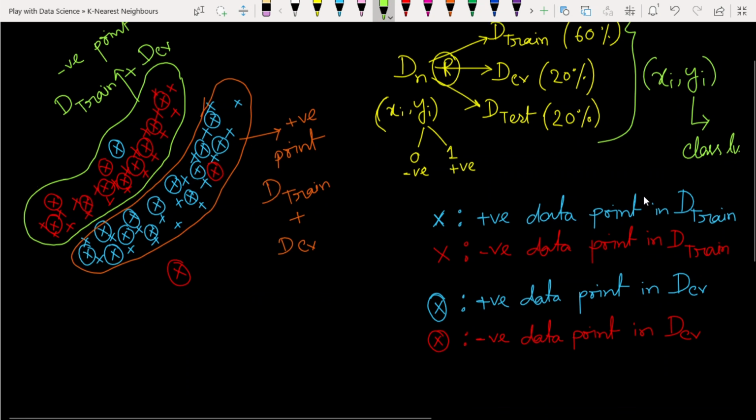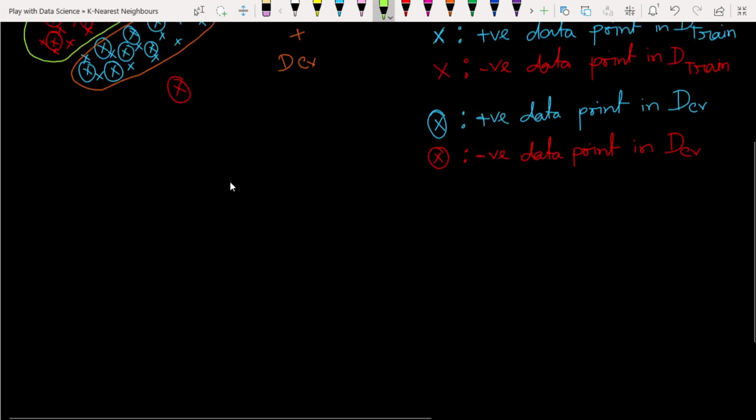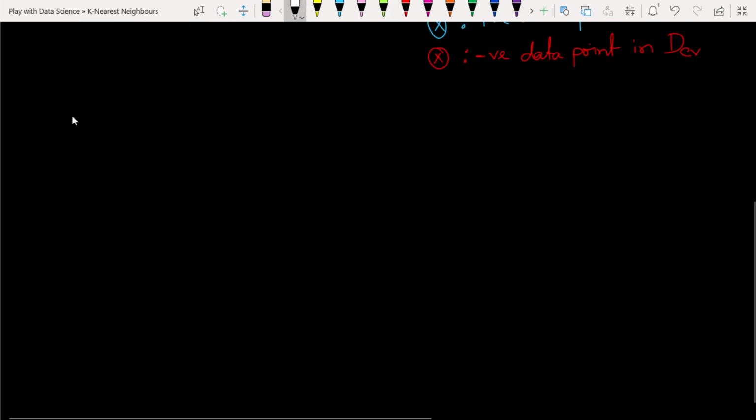Now why is this happening? Actually, we are doing this partitioning randomly. So if we do it randomly, then for well distributed data sets, we will see this kind of result. So let's write things one by one. I think then it will be clear.